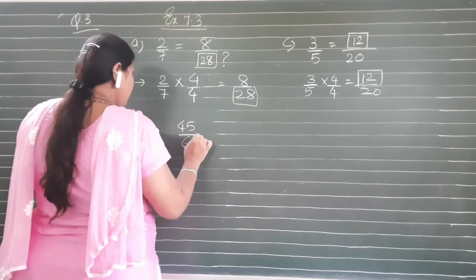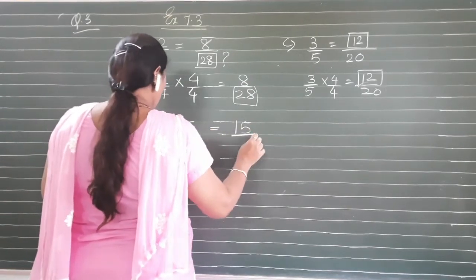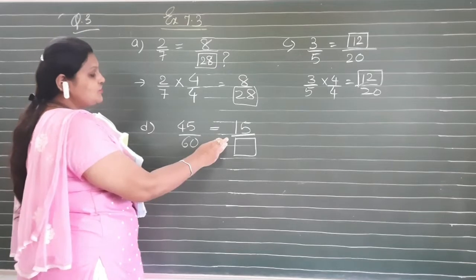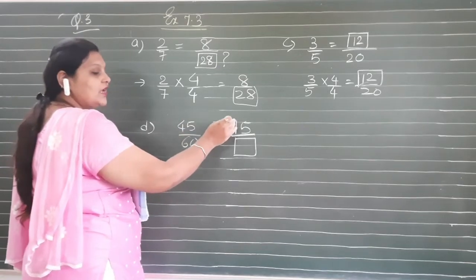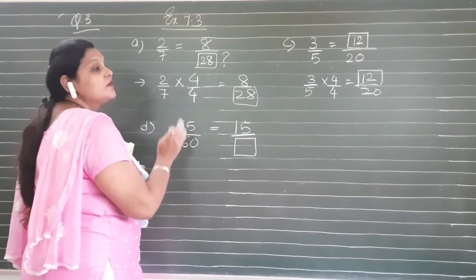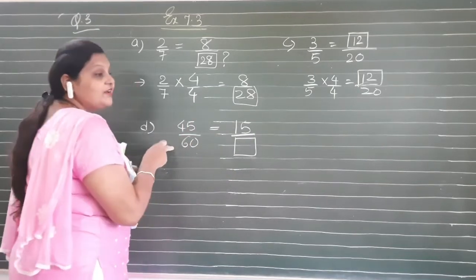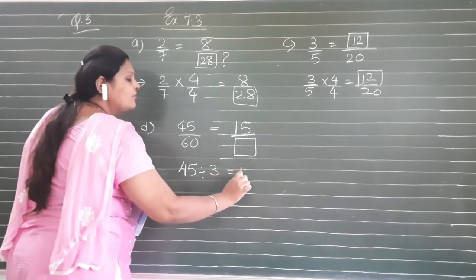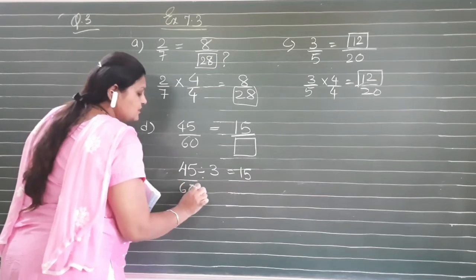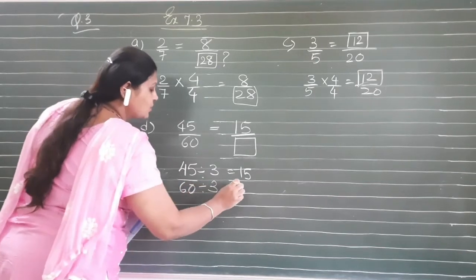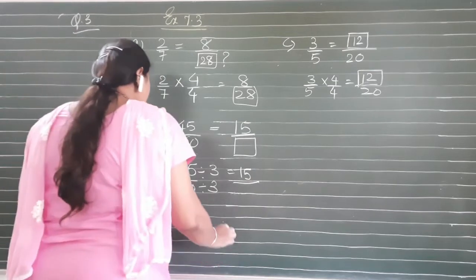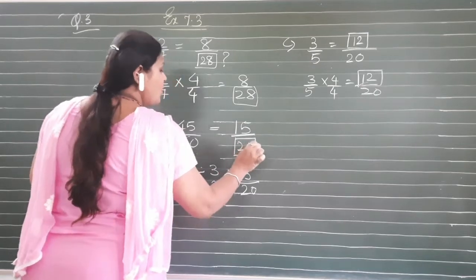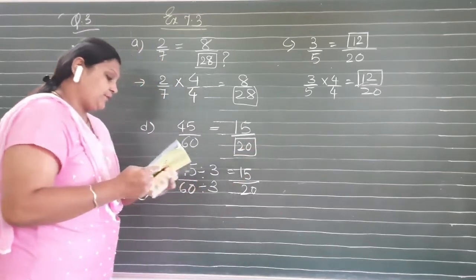Same way, sum number B, let us see. 45 upon 60 is equal to 15 upon dash. Here if we look, the fraction becomes smaller, it becomes lowest. So here we need to divide. If we divide 45 by 3, we will get 15. Same way 60 also should be divided by 3. So 60 divided by 3 is 20. So here 15 is given. What is not given? 20. So the number should be 20.